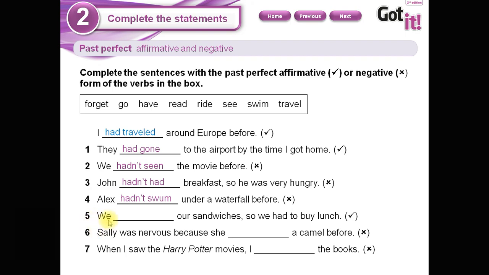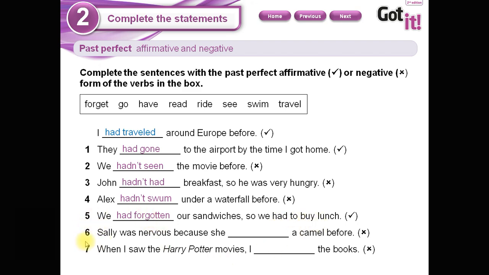Number 5 says, we blank our sandwiches, so we have to buy lunch. Nosotros, nuestro sándwich, entonces tuvimos que comprar el almuerzo. Okay, this is the correct verb, forget. That means olvidar. Okay, so we put it in here. We had forgotten our sandwiches, so we had to buy lunch.